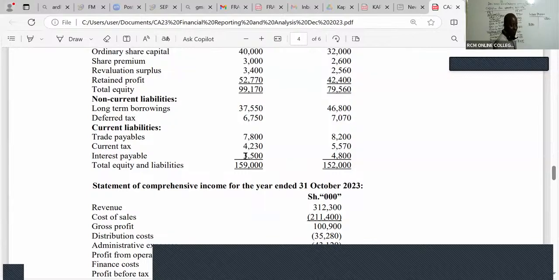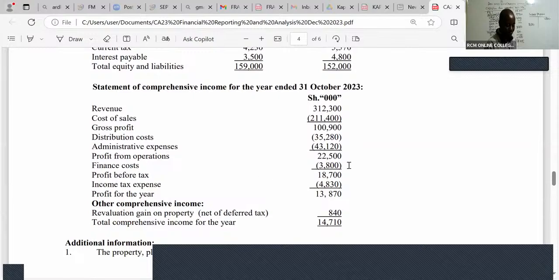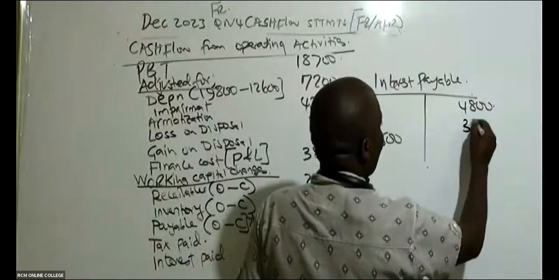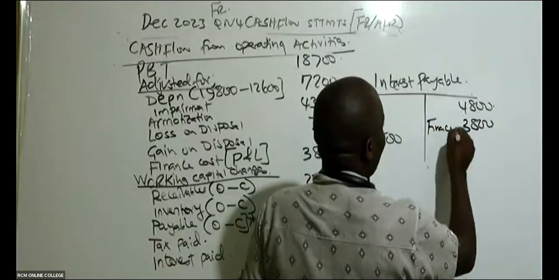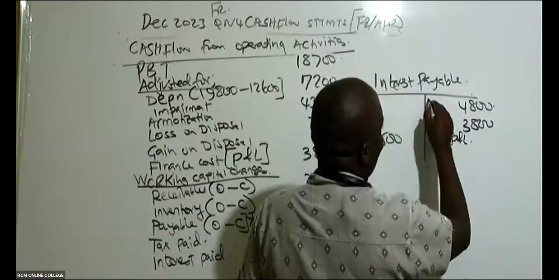We ask ourselves, ladies and gentlemen, whether during the year we had any interest expense in the income statement. So you come to the income statement and look for finance cost. Finance cost for the year is 3,800. This is the interest expense for the year. So we have here 3,800 from the P&L. That is it. This is a balance brought down.